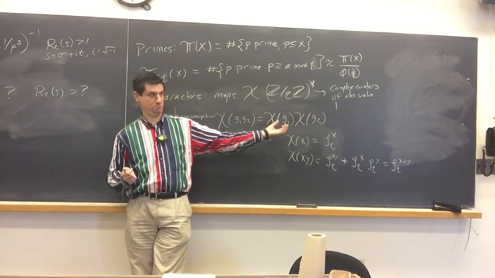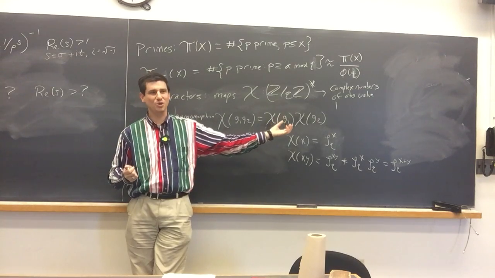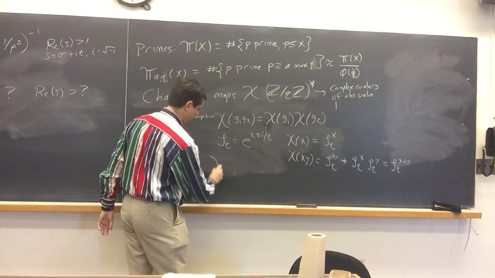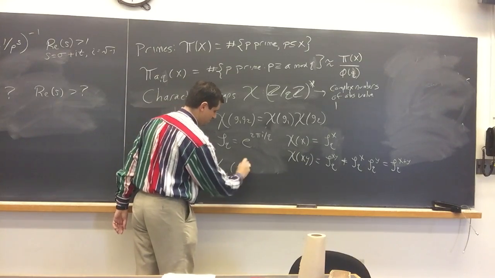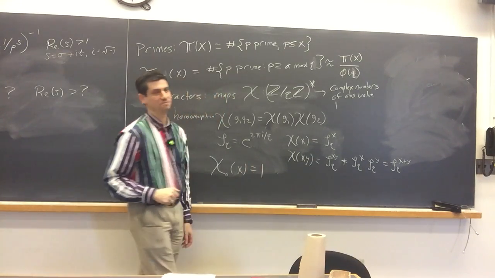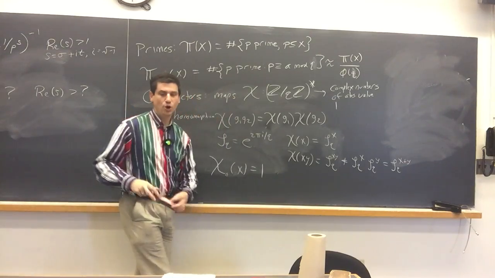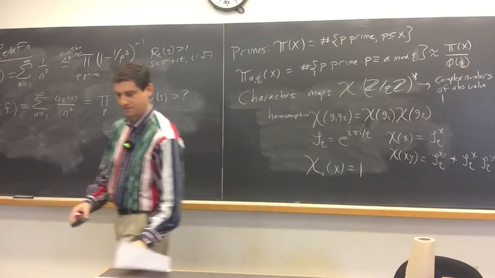Will that be multiplicative? Yeah. 1 times 1 is 1. So this is called the trivial map. We define it basically as chi0 of x is 1. So we always know that that map exists. The question is, what other maps will exist?